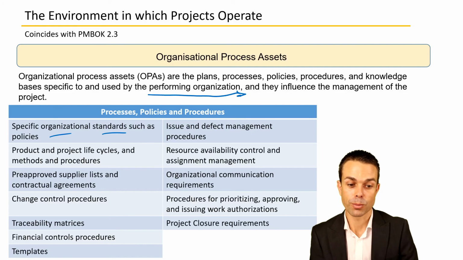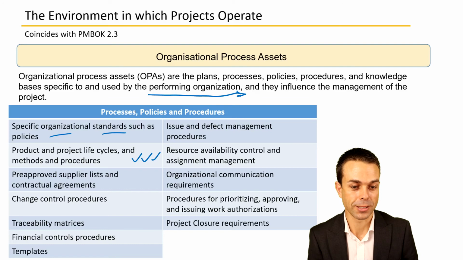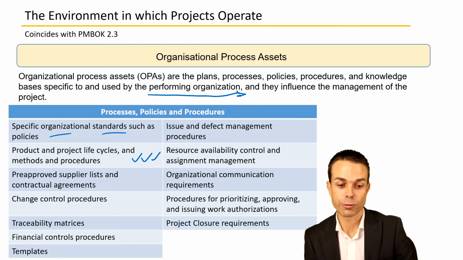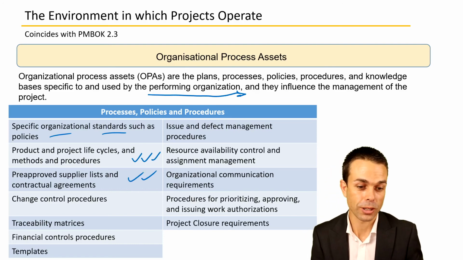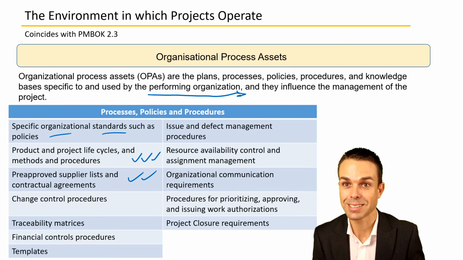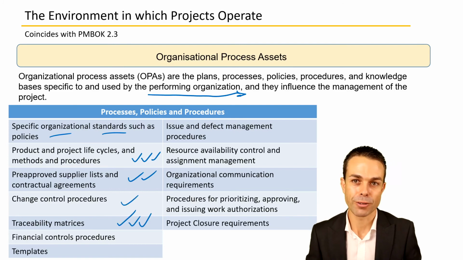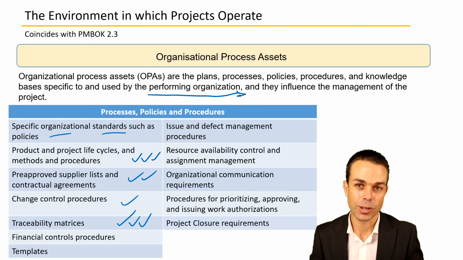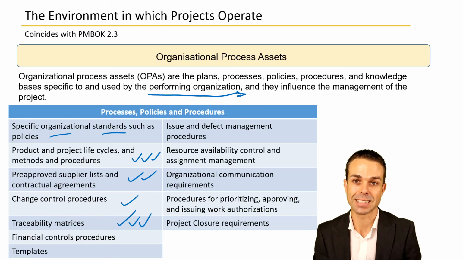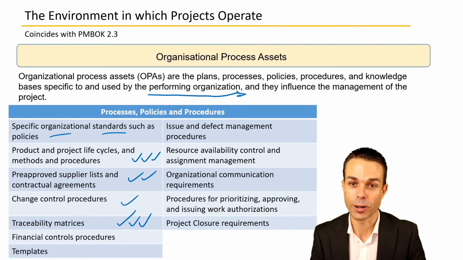Maybe you've got certain product or project life cycles that are already in place in this organization. Maybe you've got pre-approved supplier lists or contractual agreements already in place that you need to abide by. You need to find all of this out when you're delivering a project in an organization so you can make sure that you work within these organizational process assets, ways of working that are already in place.